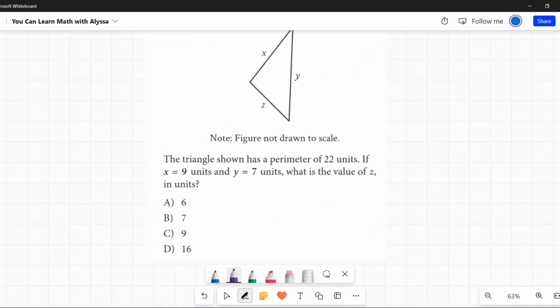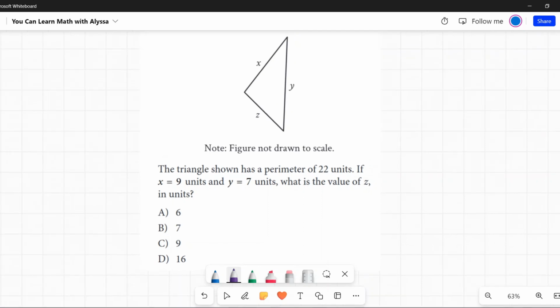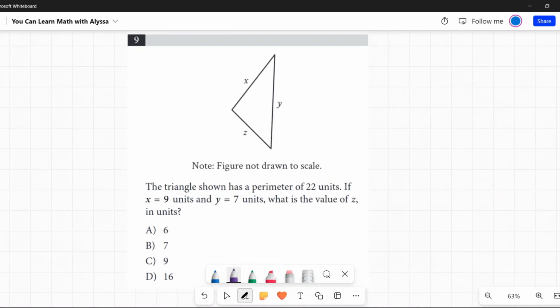It says a triangle shown has a perimeter of 22 units. If x is equal to 9 and y is equal to 7 units, what is the value of z in units? So they're testing here that we know what the word perimeter means and how to find it. To find the perimeter of a shape, we are adding up the lengths of its sides. Basically is like if I had a triangular backyard like this and I wanted to put a fence all the way around it, how much fence do I need to buy? How long does that fence need to be?